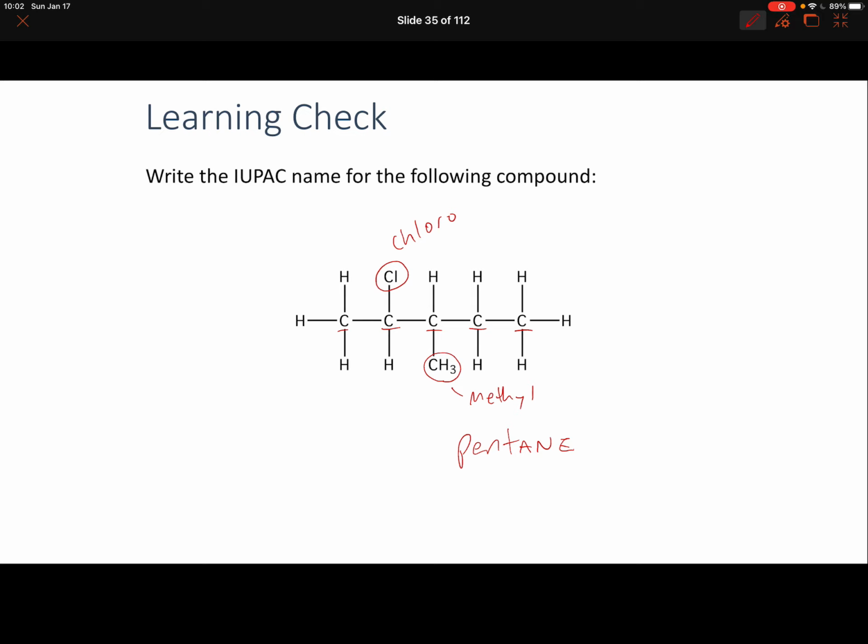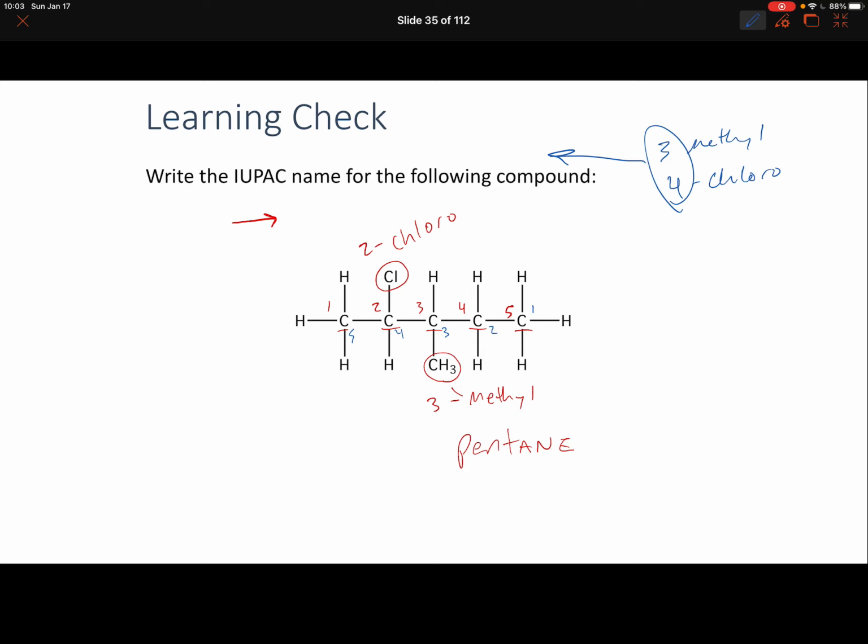So what we want to do first is number these carbons. We always want to number from the side that will get us to a substituent sooner. So if I number going this way, 1, 2, 3, 4, 5, I get chloro as 2 and methyl as 3. If I had tried to number the other direction, 1, 2, 3, 4, 5, I would have had 3 methyl and 4 chloro.